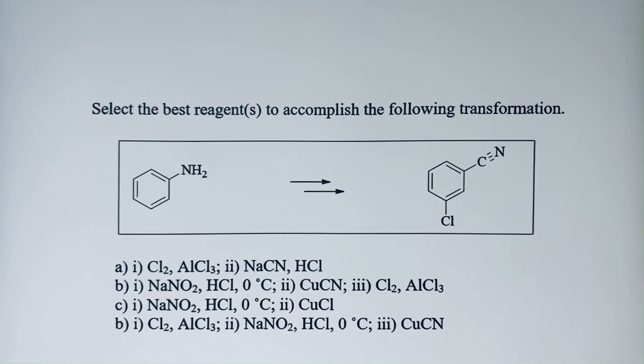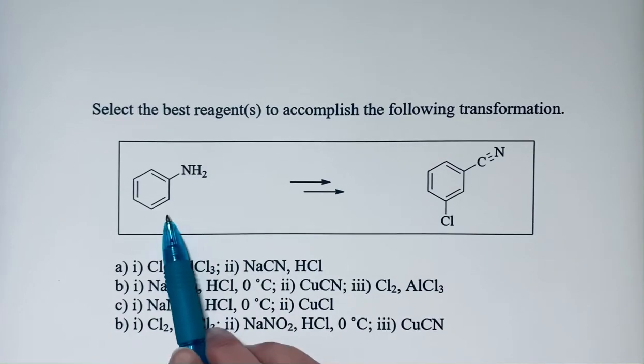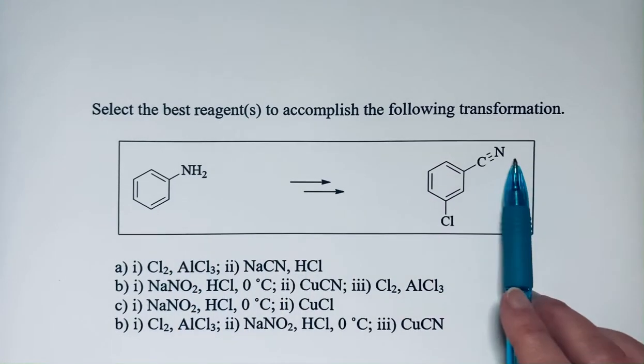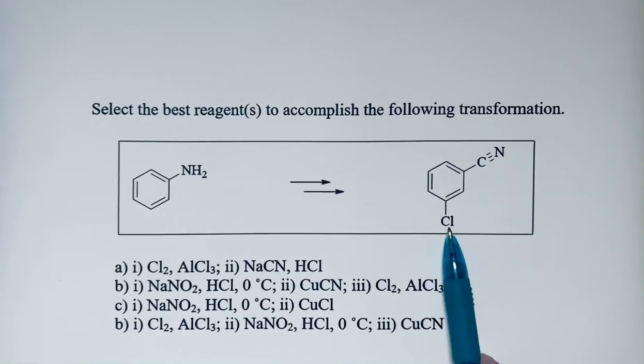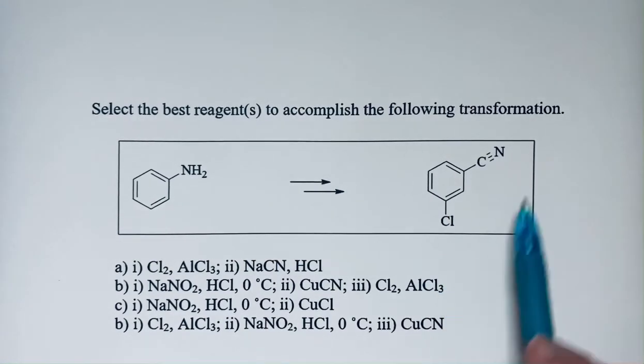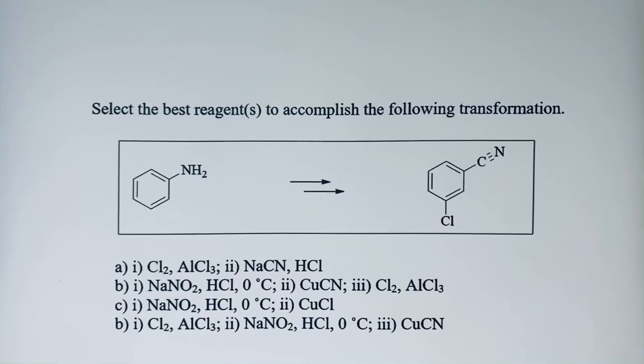Select the best reagents to accomplish the following transformation. So we're starting with an aniline, and we are ending up with a benzene that has a chlorine and a nitrile group meta to each other. So what we want to do with these aromatic syntheses is go about this logically.